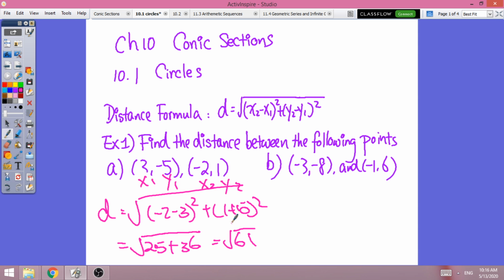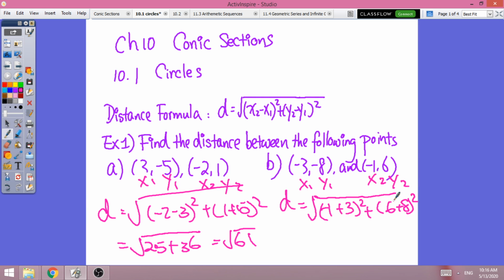This is just finding the distance between two points on the xy coordinate plane. The next problem is quite similar. Again, identify the points first, x1, y1, and then x2, y2. Then we plug in the numbers and evaluate. x2 minus x1, so negative 1 minus negative 3, negative 1 plus 3, quantity squared, plus y2 minus y1, so 6 minus negative 8, 6 plus 8, quantity squared. Again, it's the radical of the whole quantity. Negative 1 plus 3 is 2 squared, which is 4. 6 plus 8 is 14 squared.